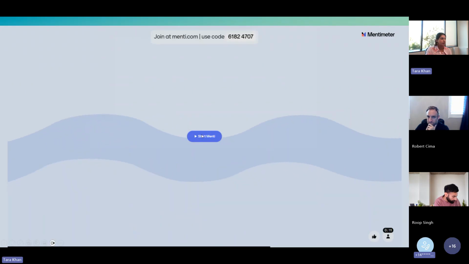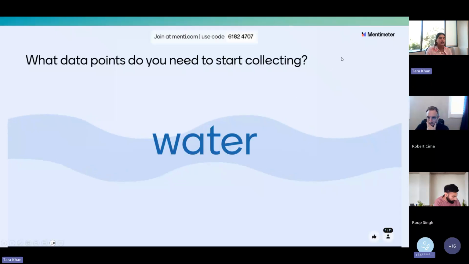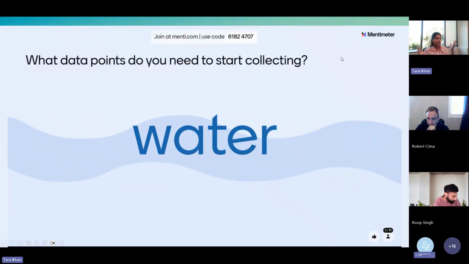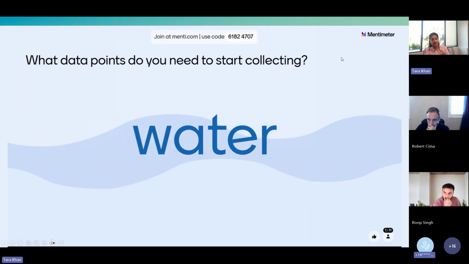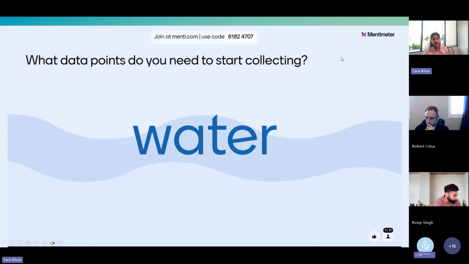Okay, so one last thing over here, just wanted to check what data points do you need to start collecting now? So we've gone over how policy informs what data you collect. And ultimately, it is the management actions and your management strategies and your policies that are going to be determining what data to collect. So just wanted to ask over here, what data points do you need to start collecting?